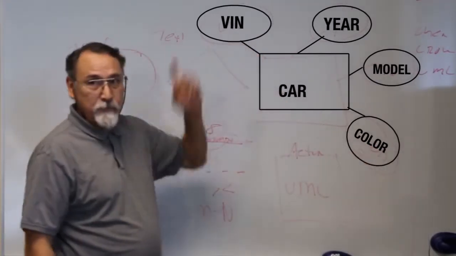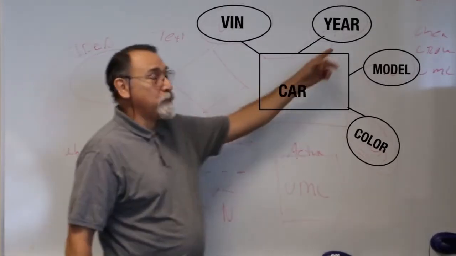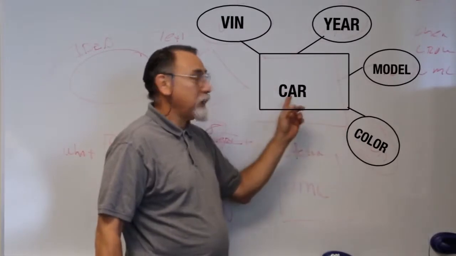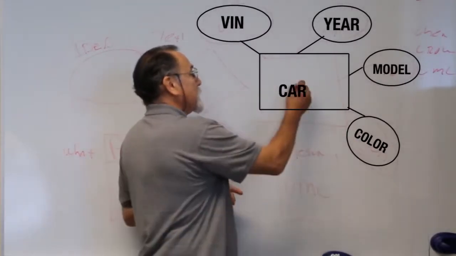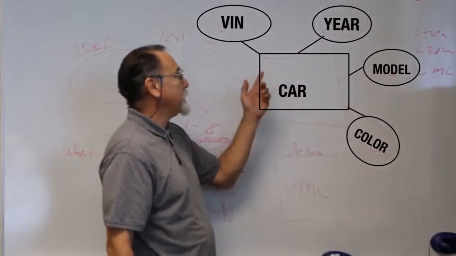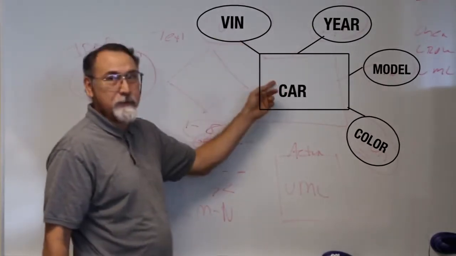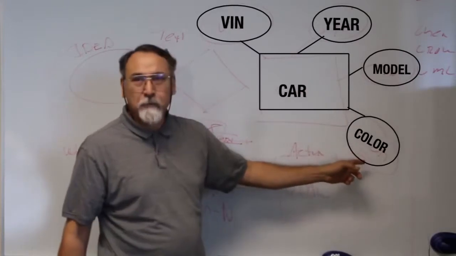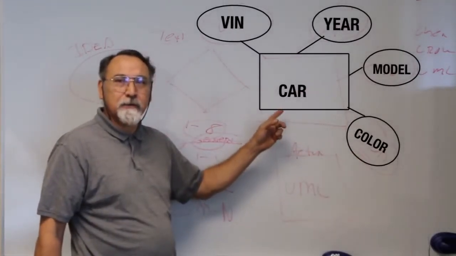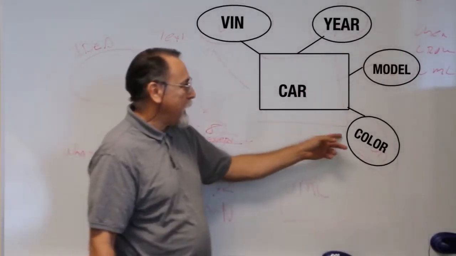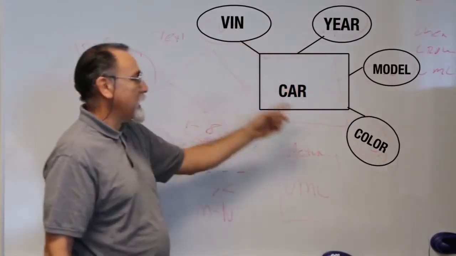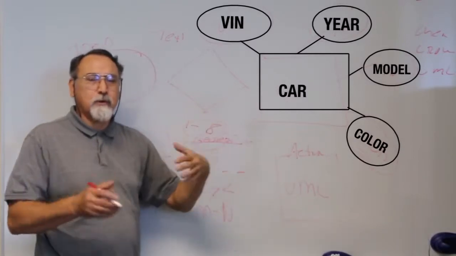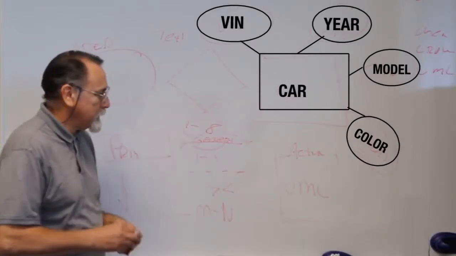A car can only have one VIN. A car can only have 1 year. A car can only have one model. But a car can have many colors. So in this process, how do you signify that there's only one VIN, only 1 year, only one model, but there are many colors that car can come in? So you have to help with these lines. So the lines will tell you that there's a one-to-one, one-to-many scenario.